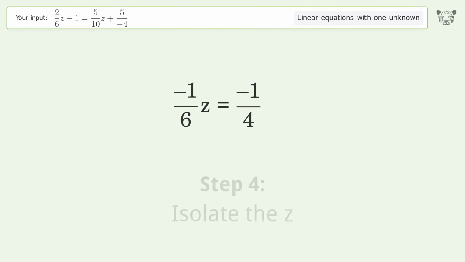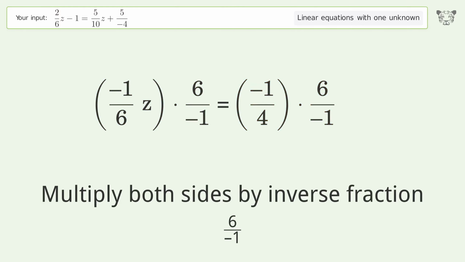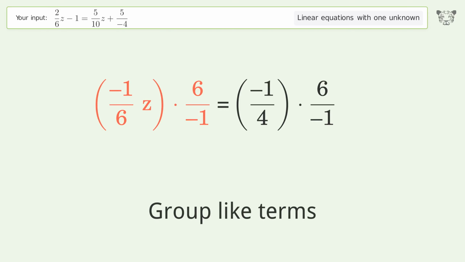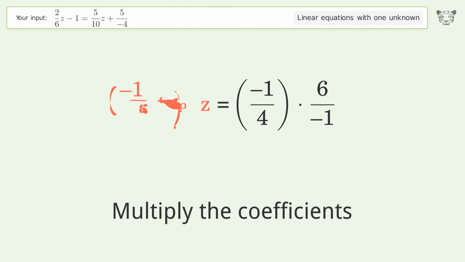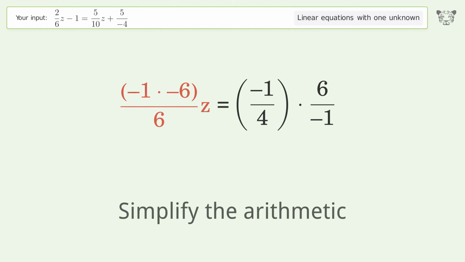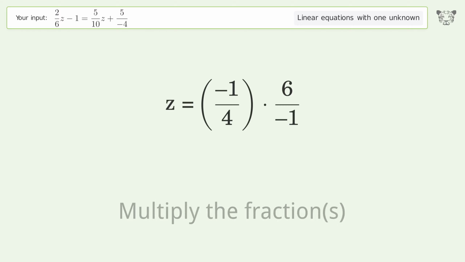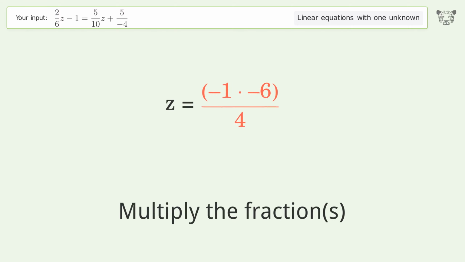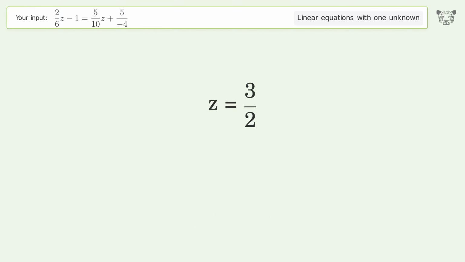Isolate the z. Multiply both sides by inverse fraction 6/-1. Group like terms. Multiply the coefficients. Simplify the arithmetic. Multiply the fractions. Simplify the arithmetic. And so the final result is z equals 3/2.